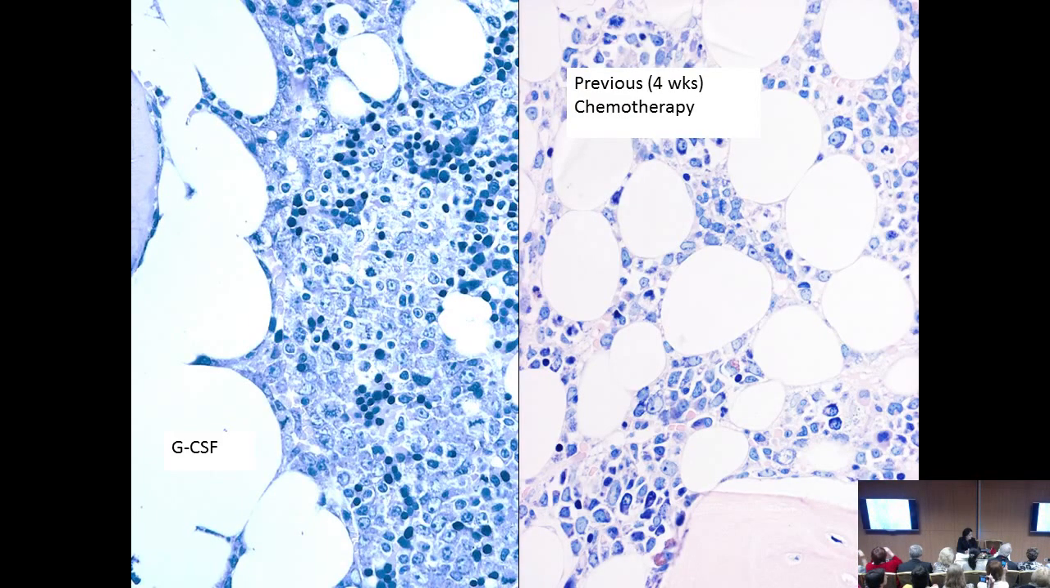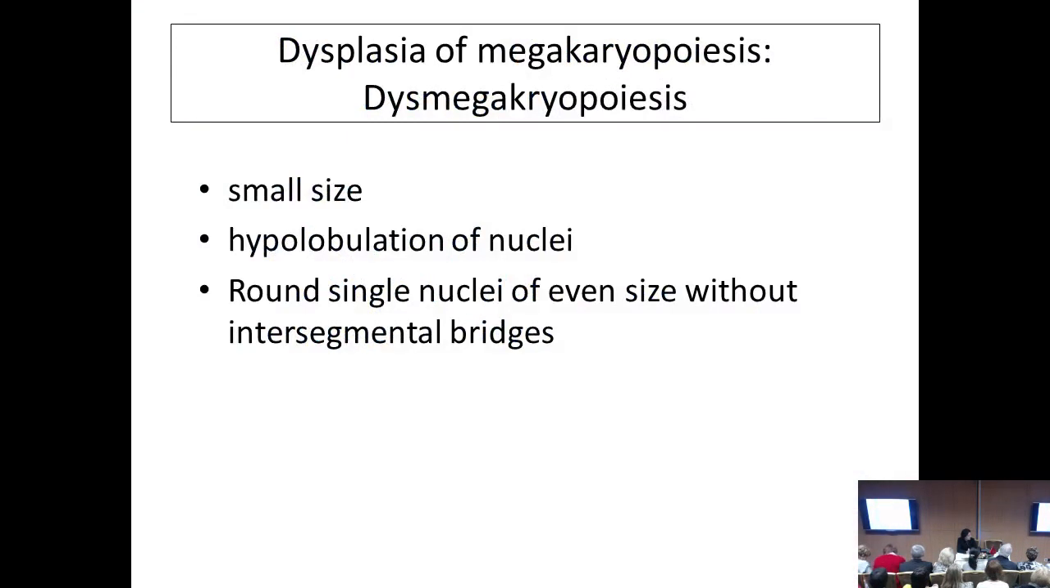And of course, care has to be taken, because these dislocalized immature precursors can also be seen in reactive states. For example, after administration of granulocyte colony stimulating factor, you see here multiple immature precursors away from the bony trabecula, or when the hematopoiesis recovers from chemotherapy. So then care has to be taken, and this cannot be taken as evidence for MDS. But in the context of all the other changes, it's a very good histological marker.